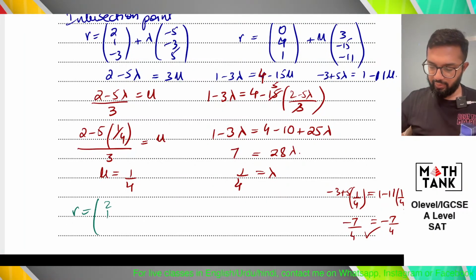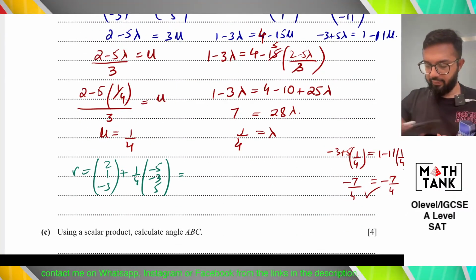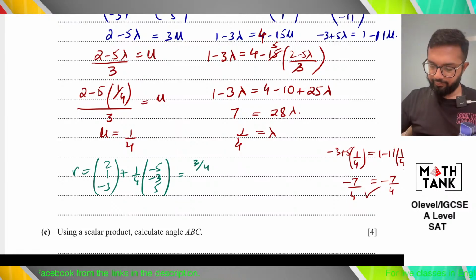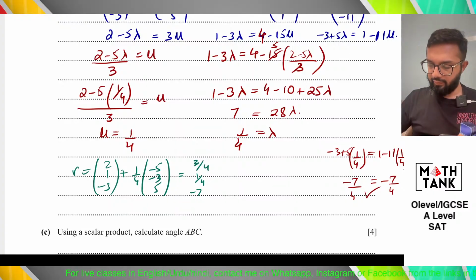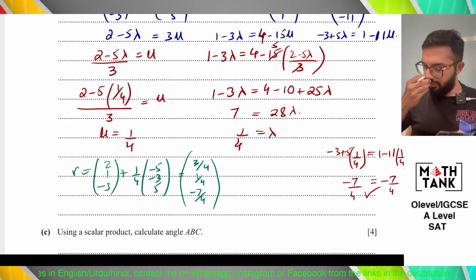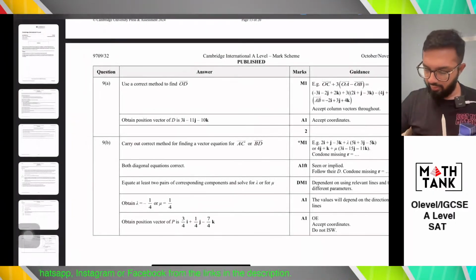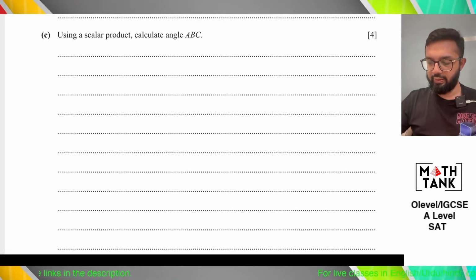So the intersection point is going to be one of the equations. So 2, 1, minus 3 plus 1/4 times minus 5, minus 3 and 5. So 2 minus 5 over 4 gives me 3 over 4. 1 minus 3 over 4 gives me 1 over 4. Minus 3 plus 5 over 4 is minus 7 over 4. Okay, let's check. 3 over 4, 1 over 4, minus 7 over 4. Yeah, that is the correct answer.